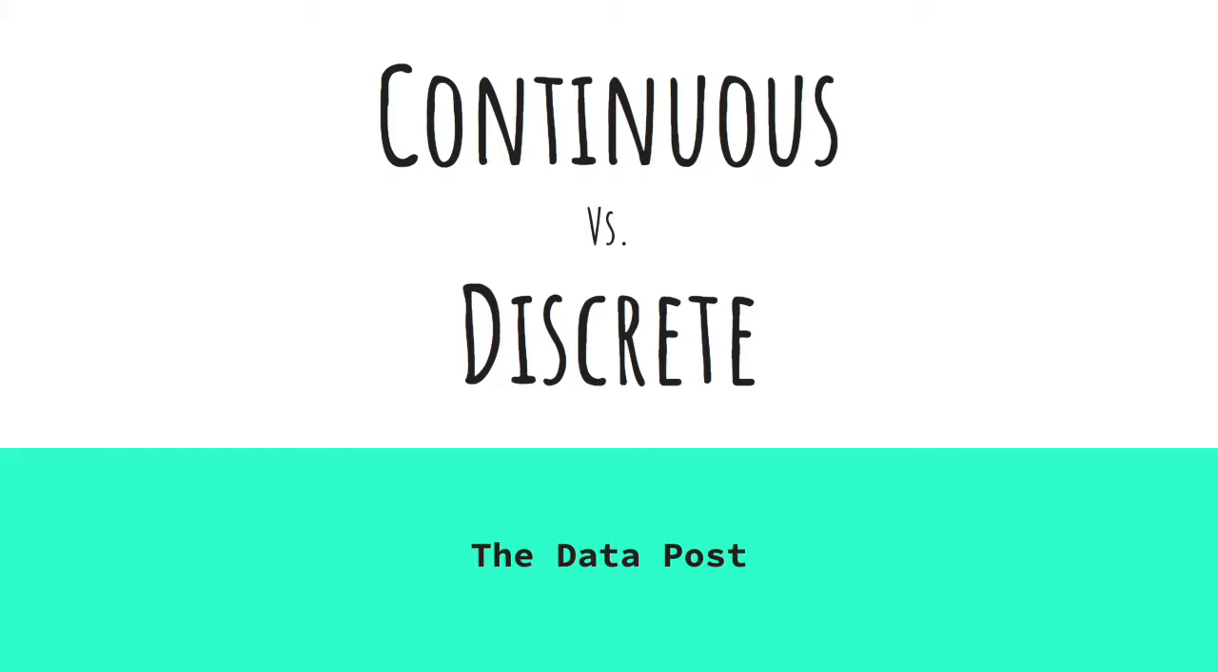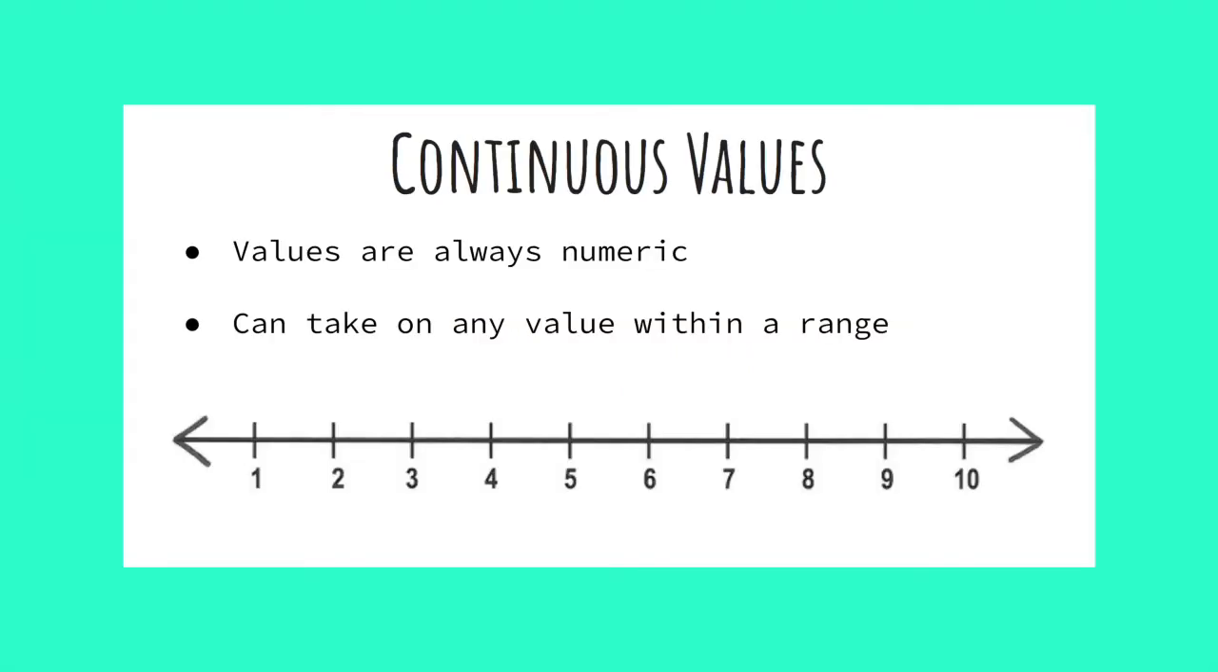In this video, I'm going to talk about the two types of numeric values, continuous and discrete. Continuous values are always numeric and can take on any value within a range.